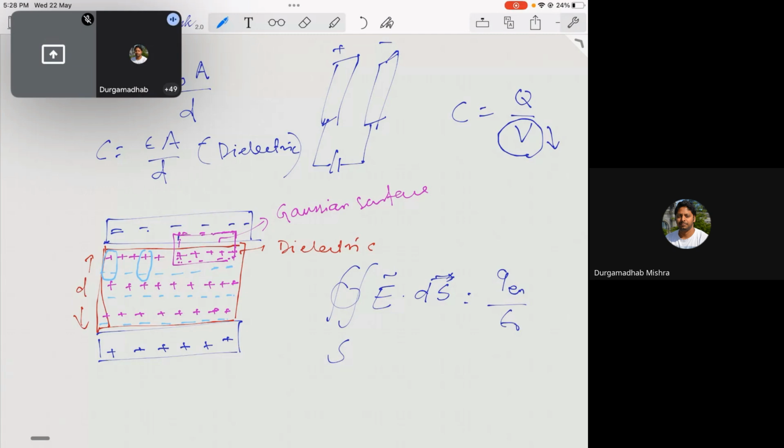And there is also a relation between potential and electric field, which is directly proportional: we write E equals minus V by d. So that means your electric field has to decrease. So when we have introduced the dielectric, the potential has to decrease, and the electric field has to decrease. And how will the electric field decrease?